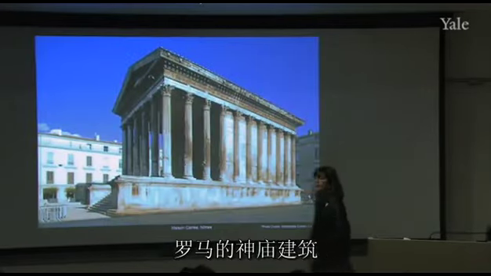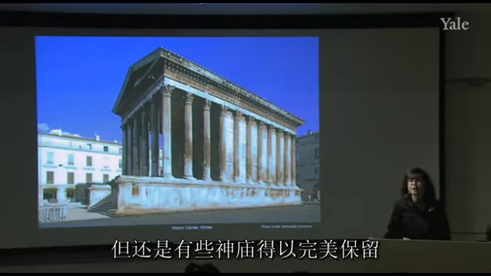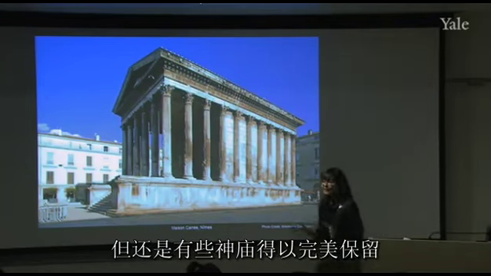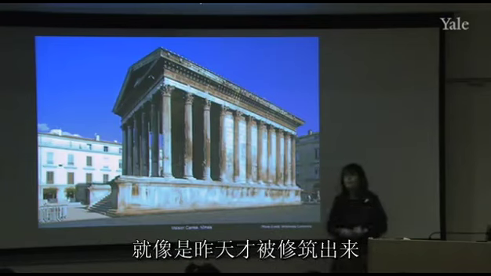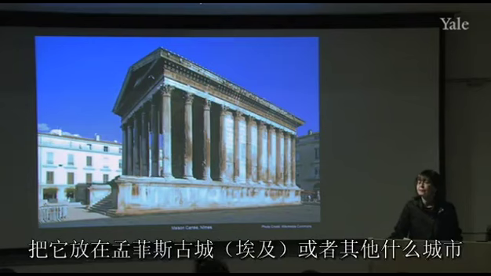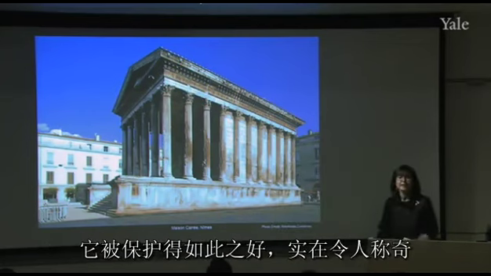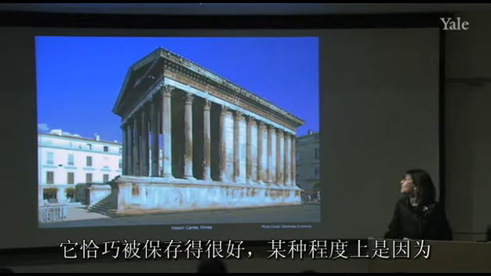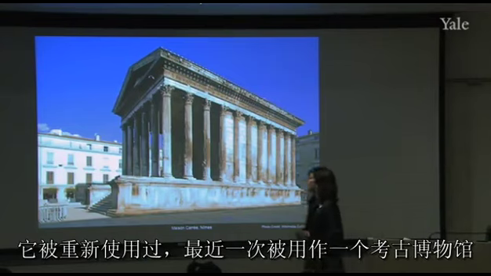Roman temple architecture: the temples of Jupiter and Apollo at Pompeii are not that well preserved, but some Roman temples are magnificently preserved. I mean, look at this one. It's pristine. It's like it was created yesterday as a duplicate of what a Roman temple, or a restoration of what a Roman temple might have looked like. You could put this in Memphis or somewhere like that and think that you had a nice replica of a Roman temple. That's how well preserved it is. It's an amazing temple. It just happens to be well preserved in part because it was reused over time, most recently as a small archaeological museum.